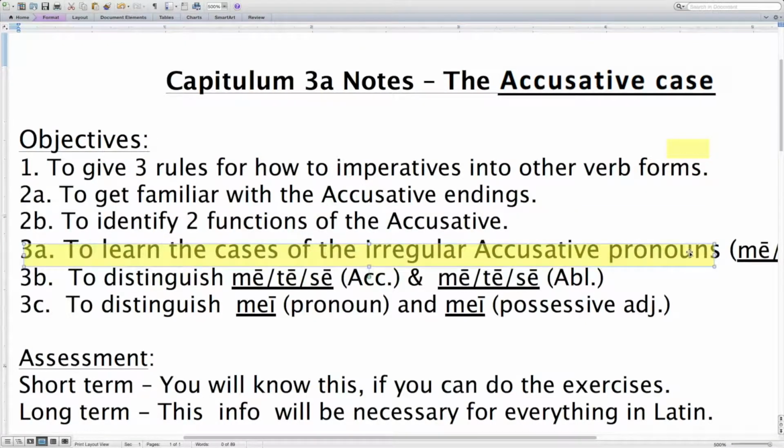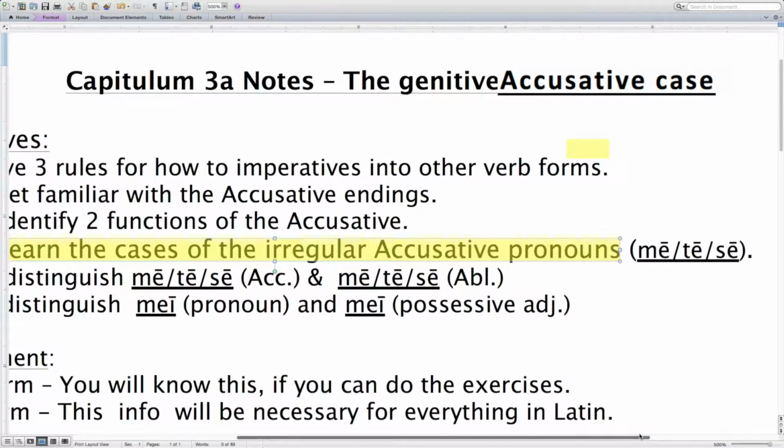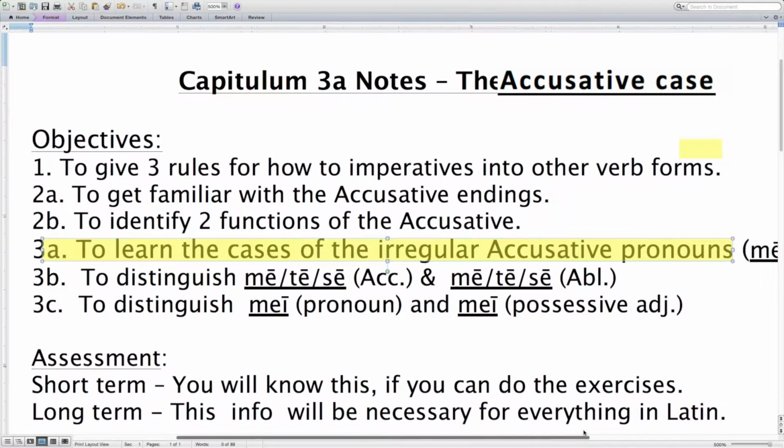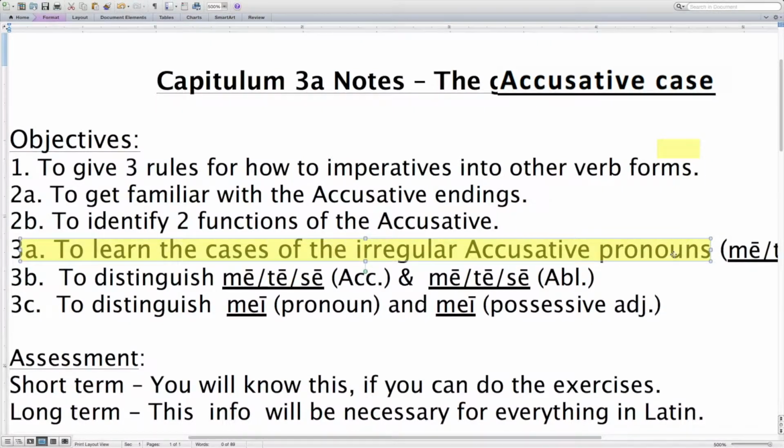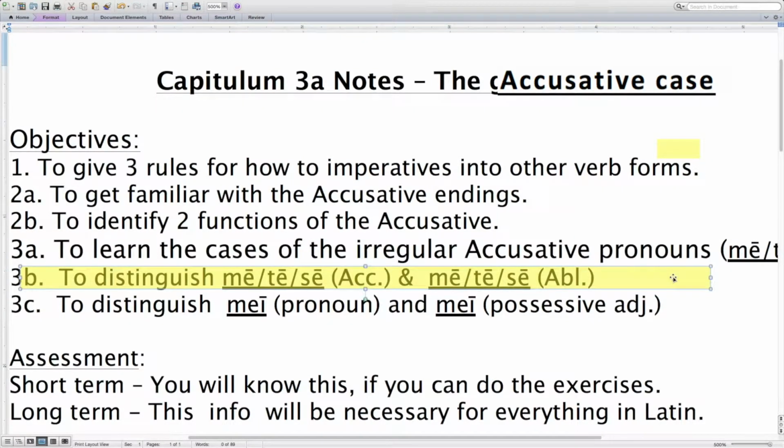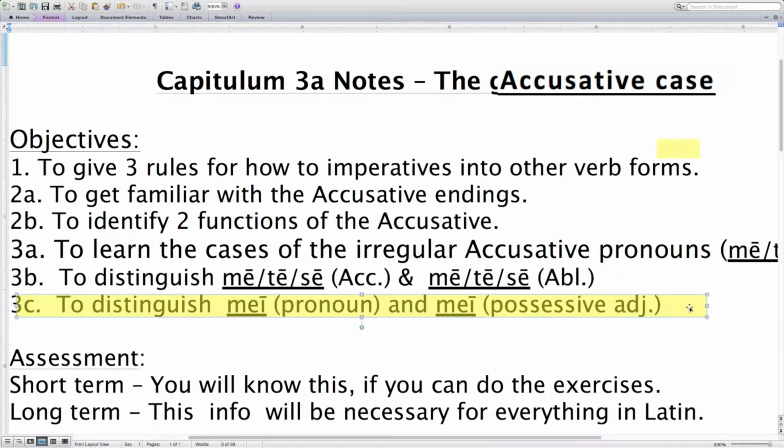Objective 3a. To learn the cases of the irregular accusative pronouns may, te, and say. Objective 3b. To distinguish between may, te, say as accusative and may, te, say as ablative. Objective 3c. To distinguish mei as a personal pronoun and mei as a possessive adjective.